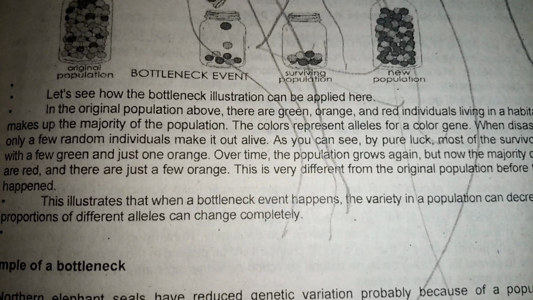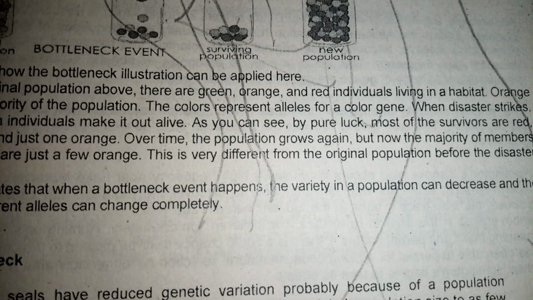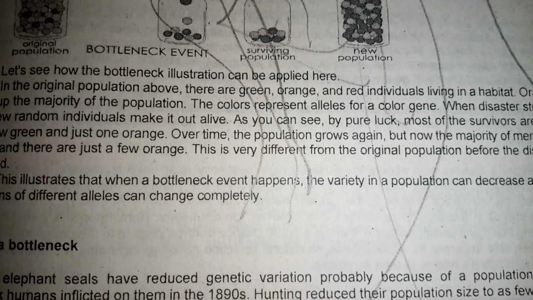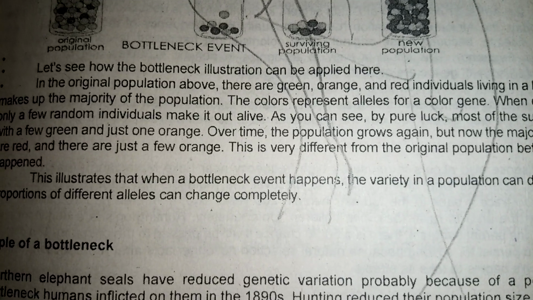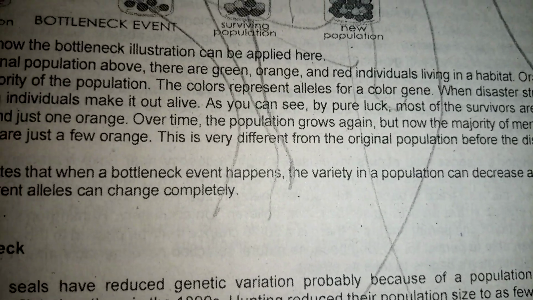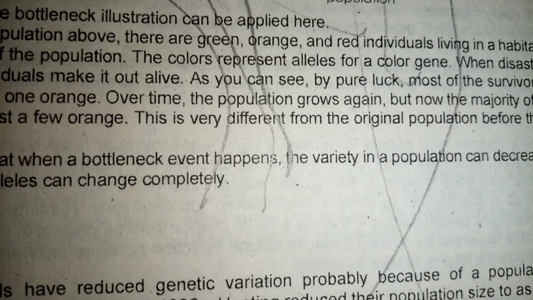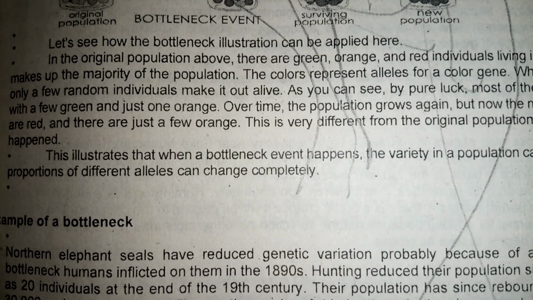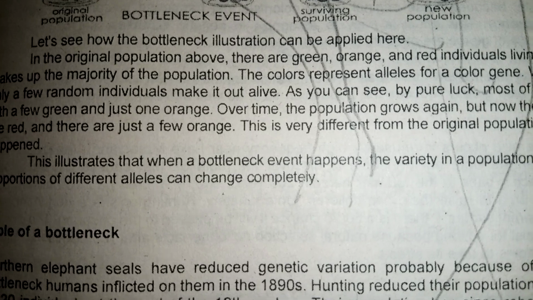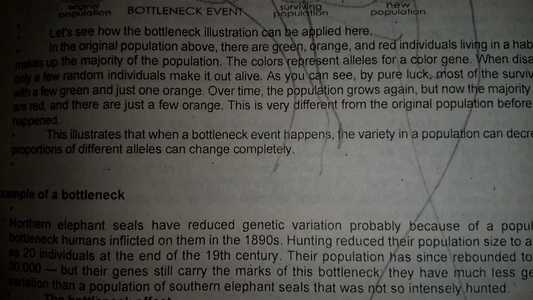When disaster strikes, only a few random individuals make it out alive. As you can see, by pure luck, most of the survivors are red, with a few green and just one orange. Over time, the population grows again, but now the majority of members are red and there are just a few orange. This is very different from the original population before the disaster happened. This illustrates that when a bottleneck effect happens, the variety in a population can be decreased and the proportions of different alleles can change completely.